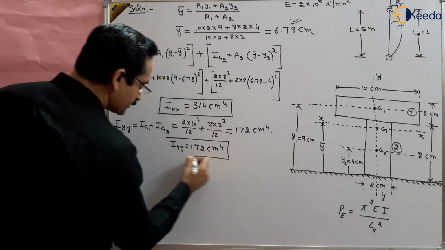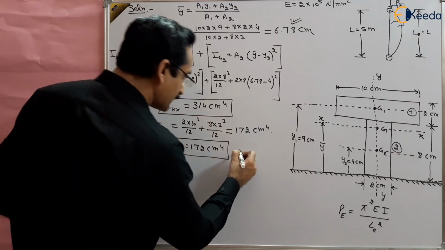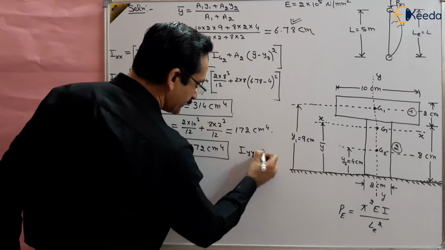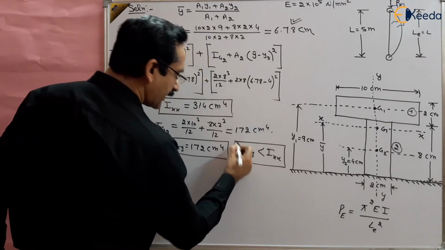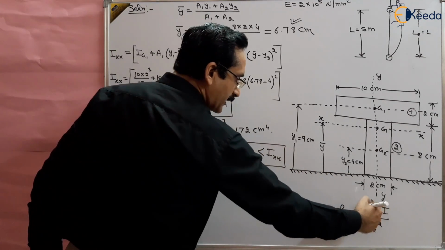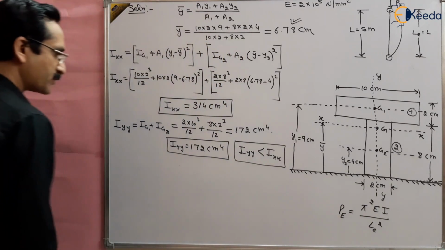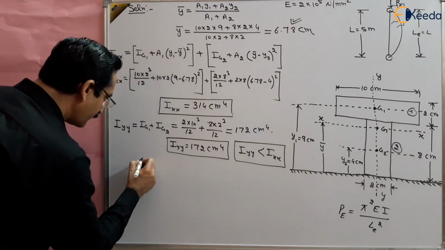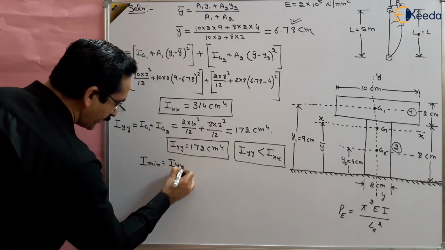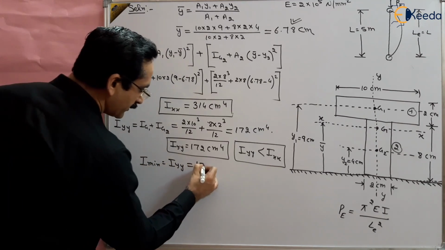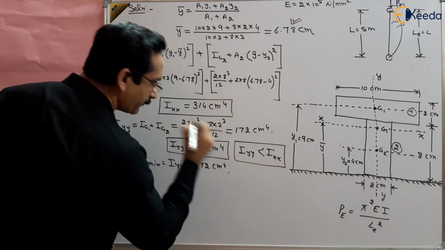And out of these two, Iyy is less than Ixx. So we will use Iyy as our criterion for calculating the load. So I minimum is basically Iyy, and that is equal to 172 centimeter to the power 4.